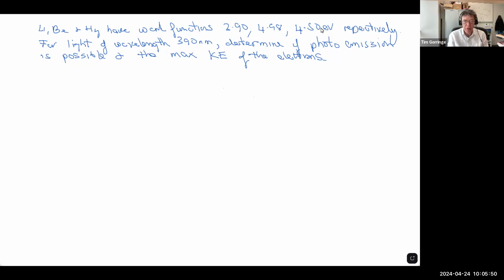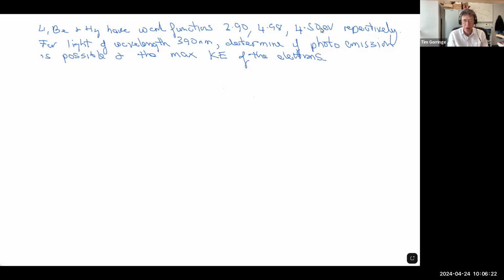We're then told that we illuminate these metals with light that has a wavelength of 390 nanometers. Now, you probably remember that visible light has a wavelength from 400 to 700 nanometers. 400 is the blue end, 700 is the red end. This 390 nanometers is right at the blue end of the visible region. So it's right on the edge between visible light and ultraviolet light.